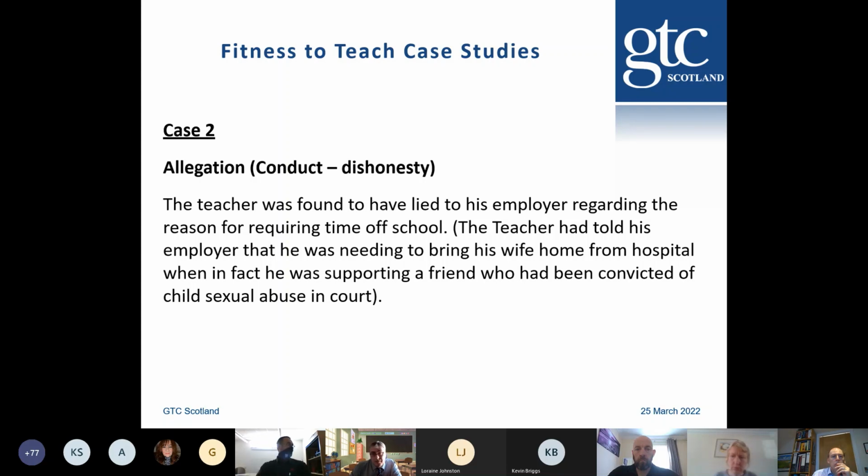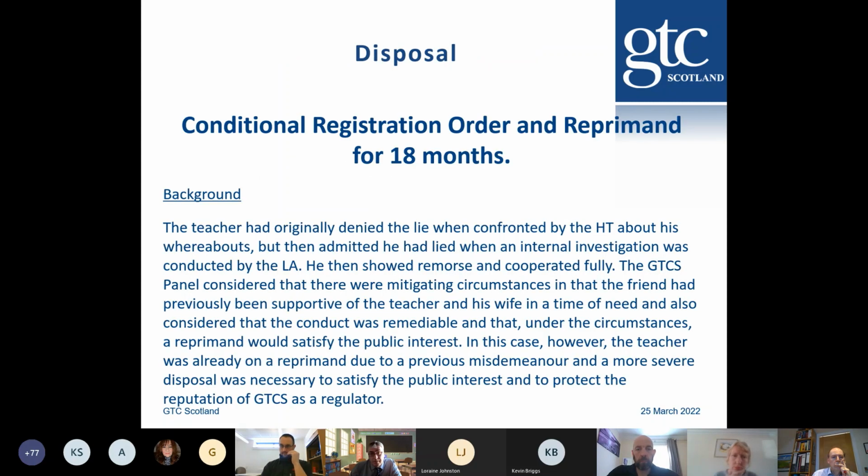And professional conduct of lying, I would imagine this is very severe, would possibly go down with removal, someone is thinking. Association with the person with child abuse, which could be a factor, Kevin, yeah. But most of us are saying reprimand. And your thinking is bang on with this. It was actually a conditional registration order and a reprimand for 18 months.